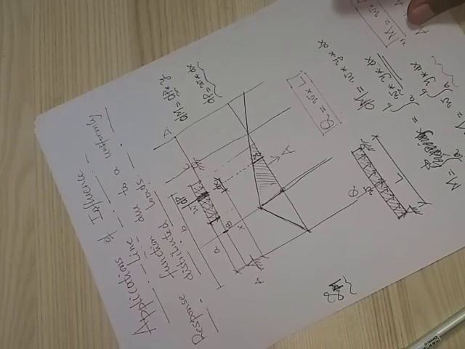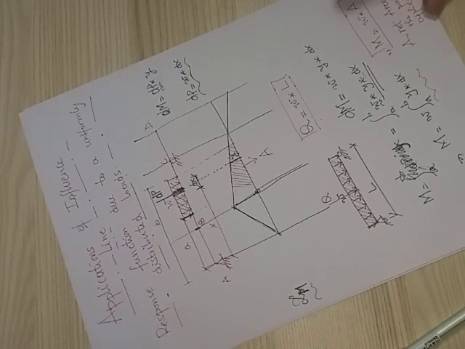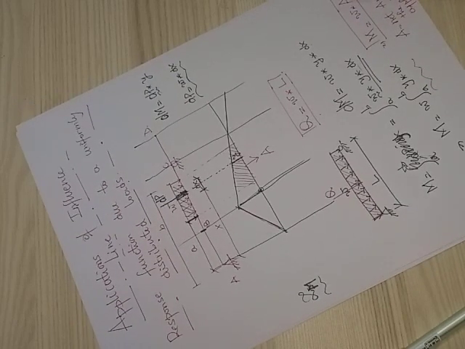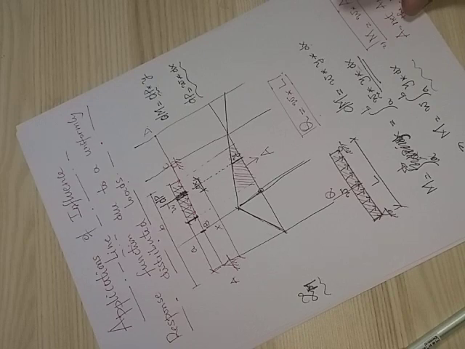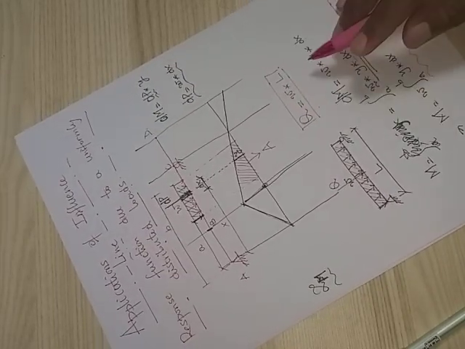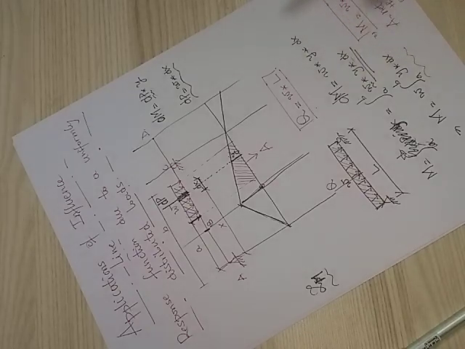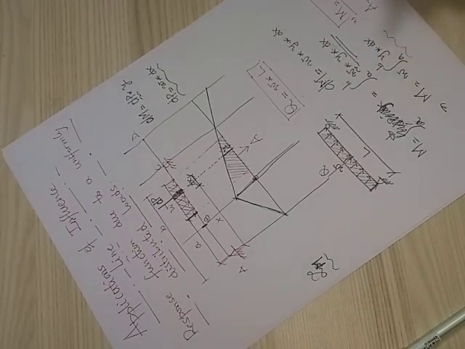So most of the time, when you have a distributed load and they ask you to find the value of any response function, you just have to find first the influence line of the response function, and then find the area under the portion where the distributed load is located, and then multiply the area times the intensity of the distributed load, and you will find the value of the response function.